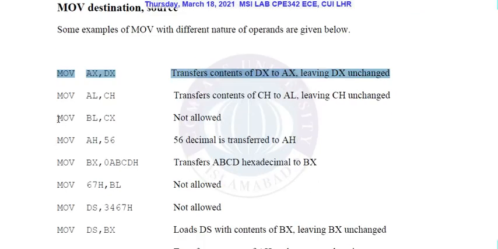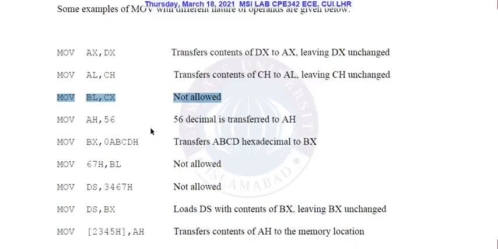But in command number 3, you can see MOV BL, CX. Here you can see that the destination register has a lower size as compared to the source register. So this type of move instruction is not allowed, because the destination has lower capacity to store the data, whereas the source has higher capacity. So this type of movement is not allowed. You cannot move the data from any 16-bit register to an 8-bit register.